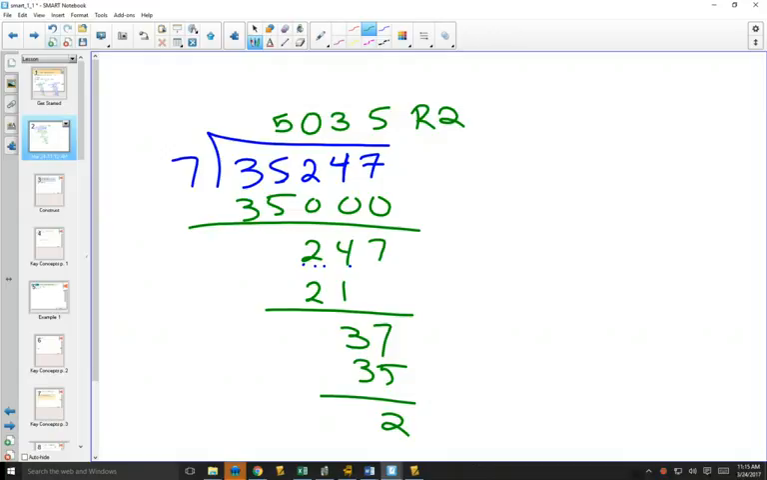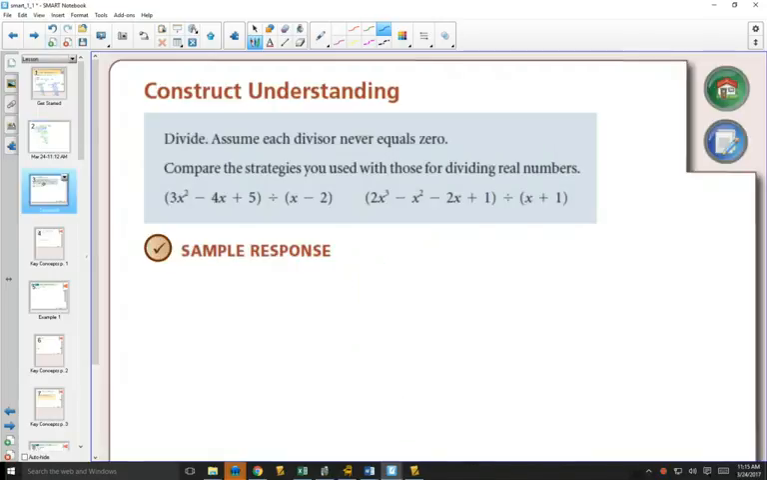Now we're going to do the same thing with algebra. So here's a couple of examples. We're going to look at the first one. We want to divide 3x squared minus 4x plus 5 by x minus 2. We set things up the same way, and we have a similar kind of idea for solving this.